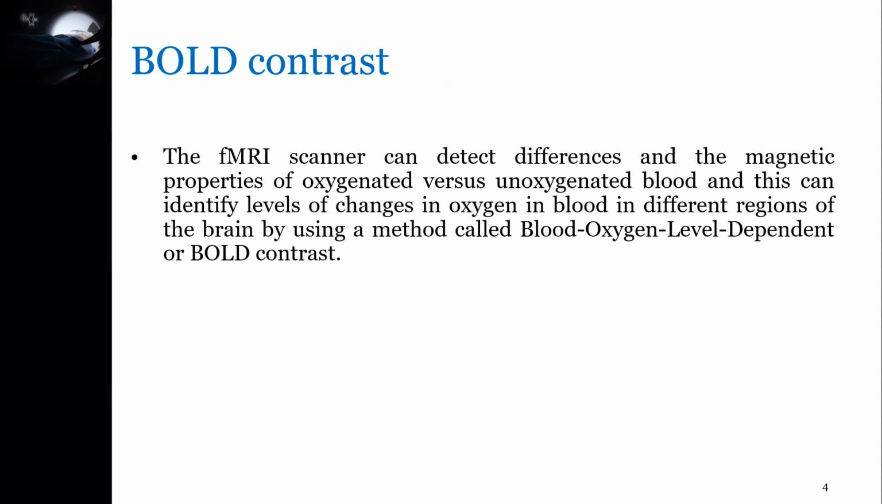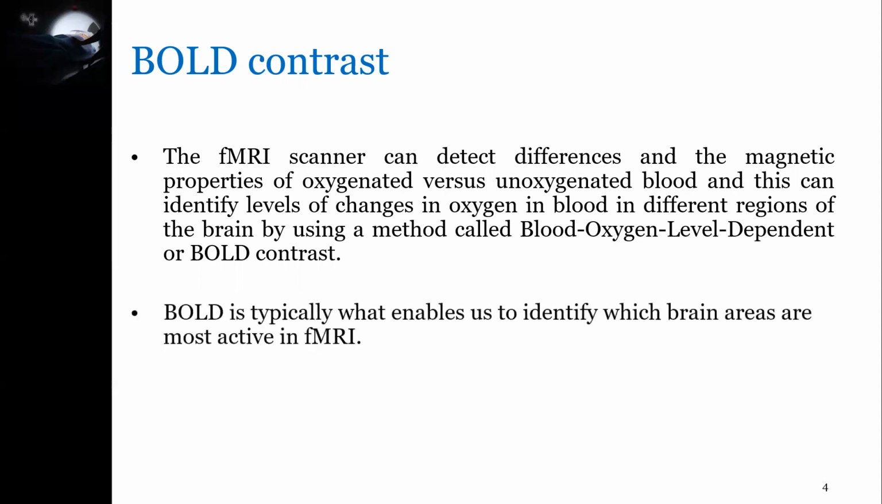The fMRI scanner can detect differences in the magnetic properties of oxygenated versus unoxygenated blood, and this can identify levels of change in oxygen in blood in different regions of the brain by using a method called blood oxygen level dependent, or BOLD, contrast. BOLD contrast is typically what enables us to identify which brain areas are most active in fMRI.